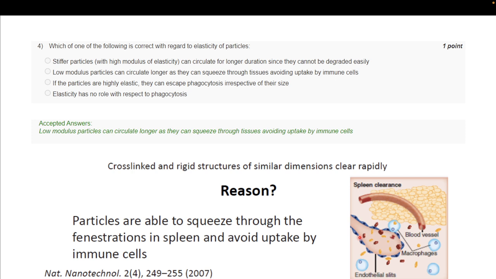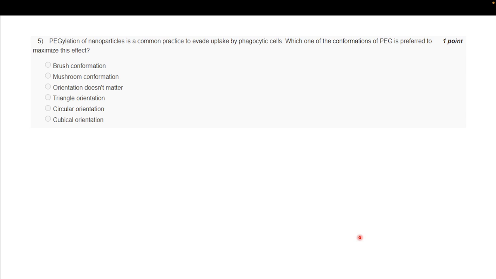Okay, then I'll move ahead. The fifth question is, pegylation of nanoparticles is a common practice to evade uptake by phagocytic cells. Now, which one of the conformations of PEG is preferred to maximize this effect? Several different conformations are given here. We have to select which one is going to be the best if you want to avoid our particles' uptake by phagocytic cells.